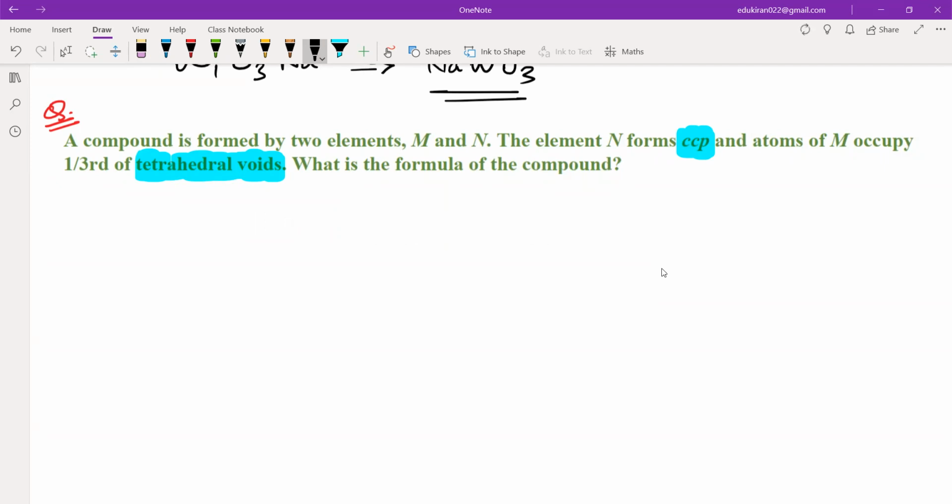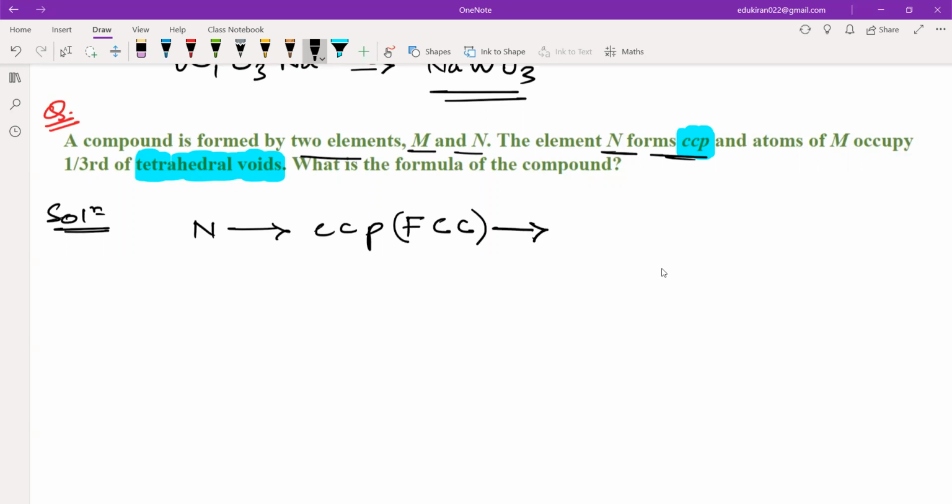Now in this question, a compound is formed by two elements, M and N. N forms CCP. सबसे पहले लिखिए आप N. It forms CCP. What is the unit cell of CCP? It is FCC, face-centered cubic. I hope you have written this. And then you will write the Z of FCC. What is the Z of FCC, guys? ये आपको आना चाहिए. What is the Z of FCC? Minashi, once again. 4.